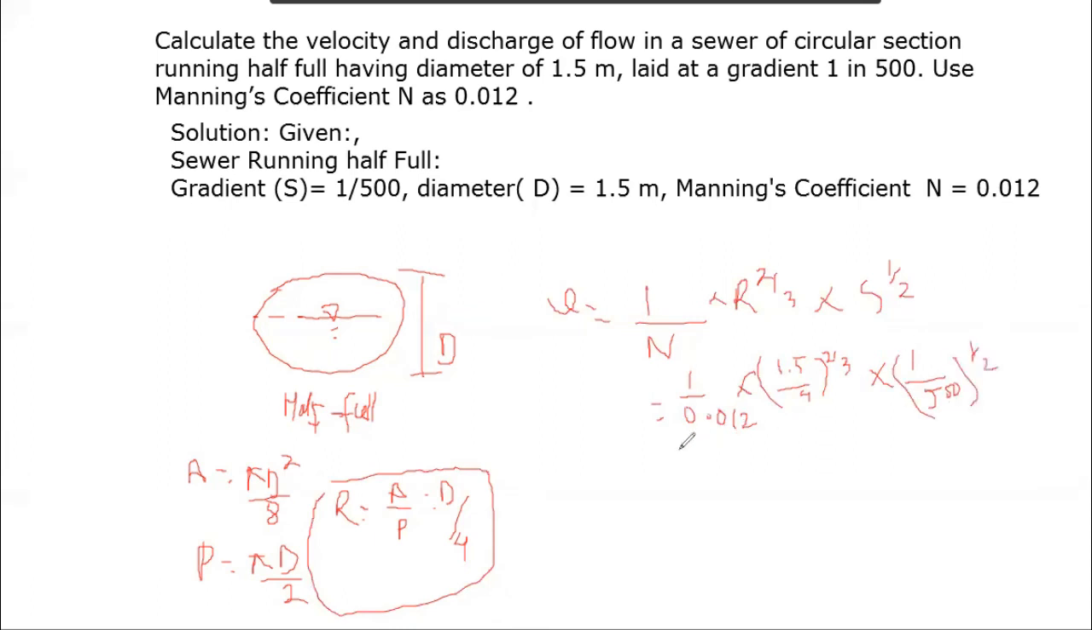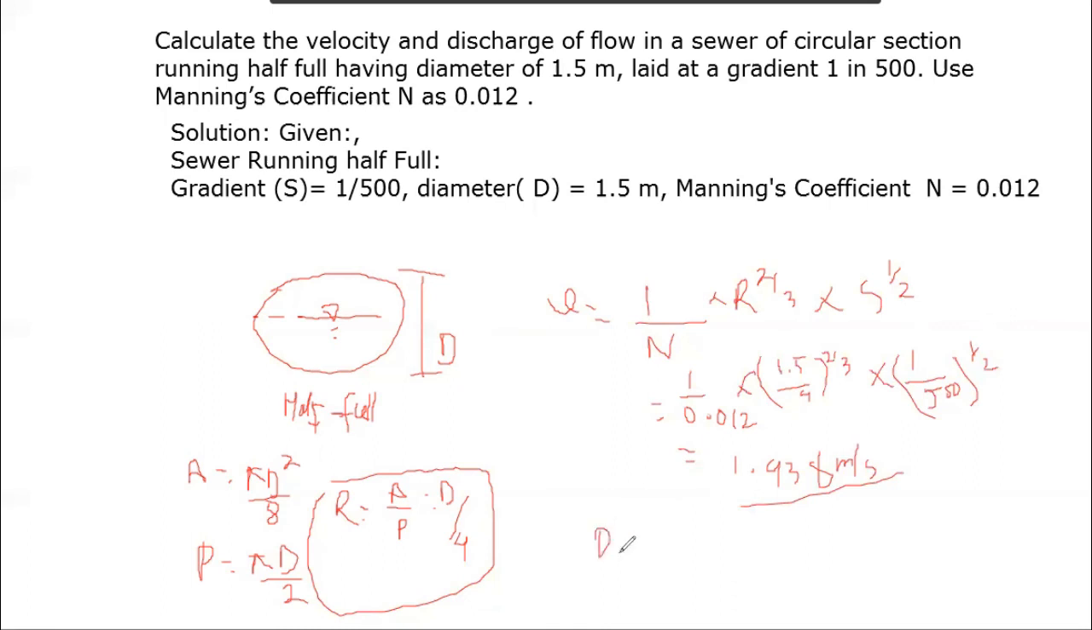So if we solve this, the value of velocity in the case of a circular sewer running half full comes out to be 1.938 meter per second. So this is the amount of velocity that is passing in such a circular sewer running half full.